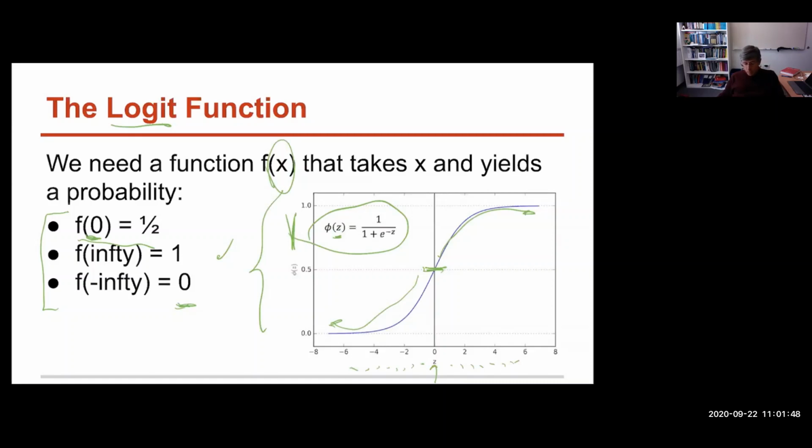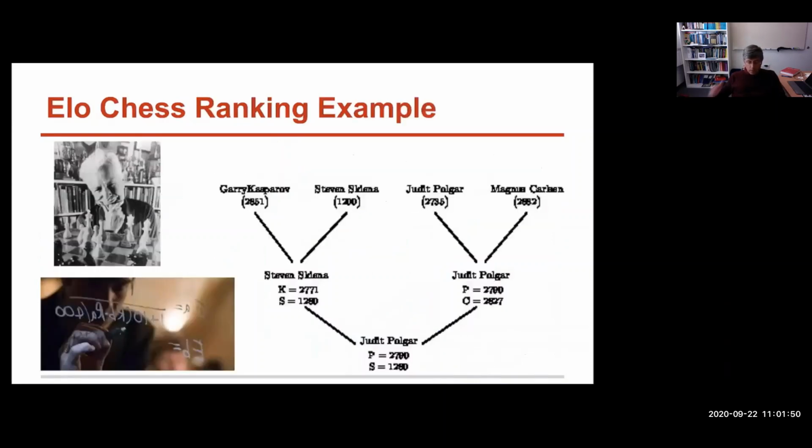Now then, we have a way to update scores in response to games. And again, the ELO system is most famous for being used in chess, to compute chess ratings. But it's generally useful whenever you have a stream of comparisons.